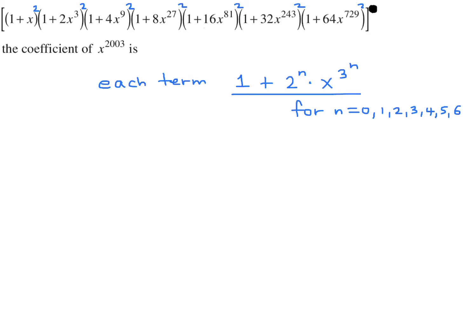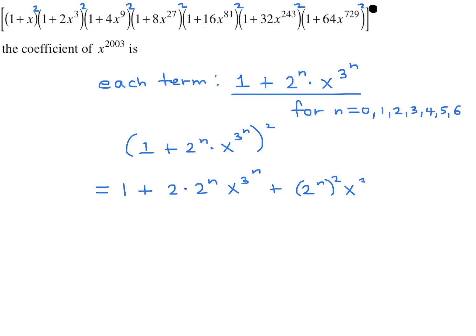So let's do that. Let's take each term. We already concluded that each term is of that form. And let's square it. So we've got 1 plus 2 to the power of n times x to the 3 to the power of n, and we're going to square it. If we do, we get 1 plus 2 times 2 to the n times x to the 3 to the power of n plus 2 to the 2n times x to the 3 to the power of n squared. Okay?